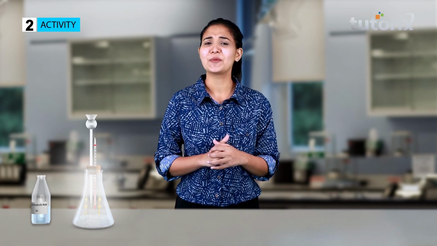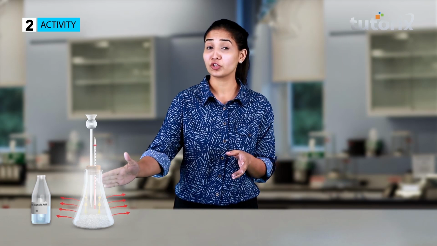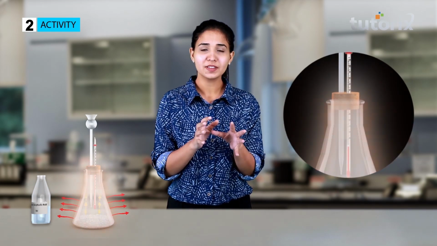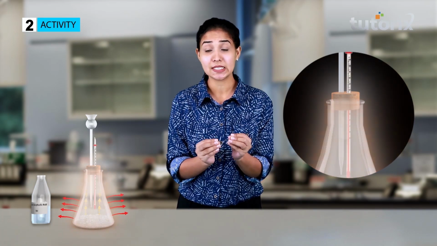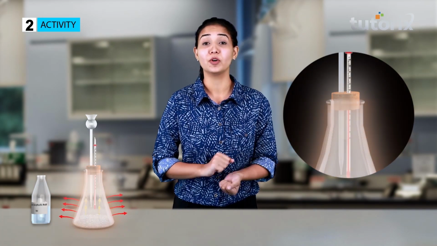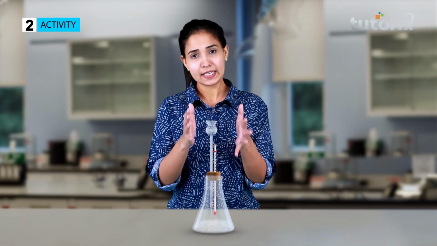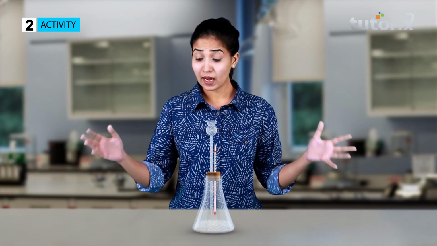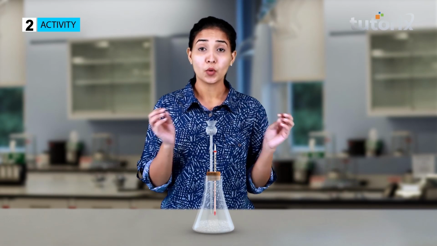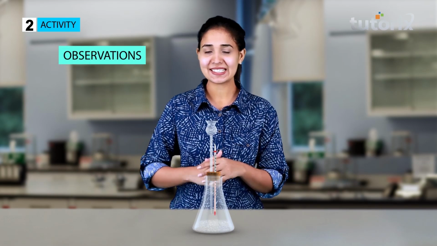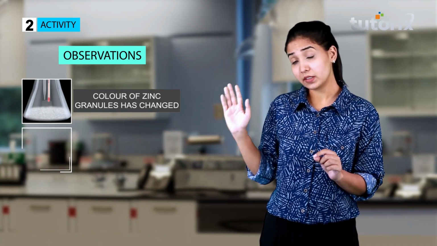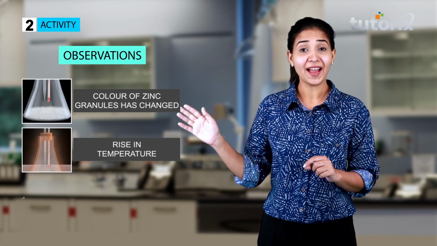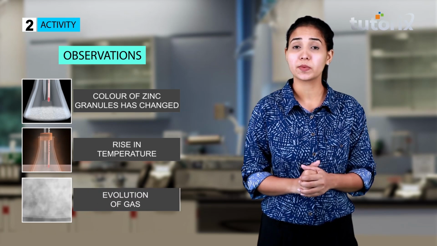Now, one more thing that I want you to do, just touch the conical flask. Whoa, the conical flask is hot now, and that you can see even by the rise in temperature. So, guys, can you list down the changes that have happened in this case? Well, let's do that. In this case, we observed that the color of zinc granules has changed, then the temperature has also risen, and the evolution of gas takes place.